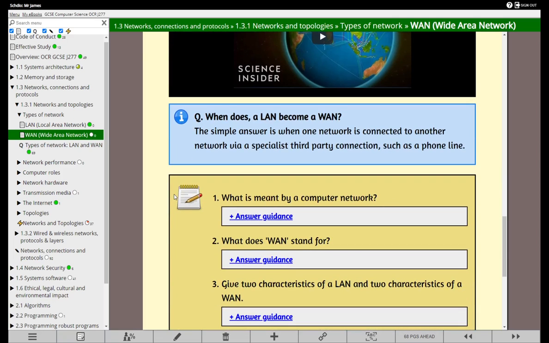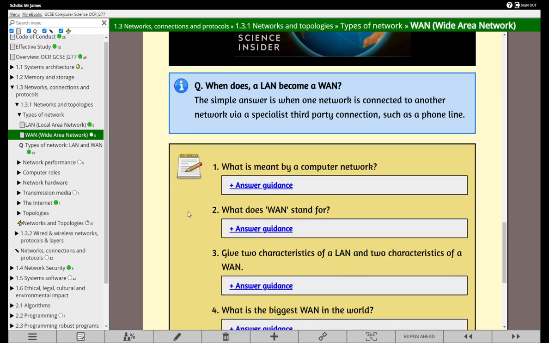So when does a LAN actually become a WAN? Well, essentially, when we are connecting multiple LANs together. If you've got a bunch of computers and they are on a single site by themselves, not connected to any other computers on any other sites, that will be a LAN. But if you connect that LAN to another LAN somewhere else, then it becomes a WAN.